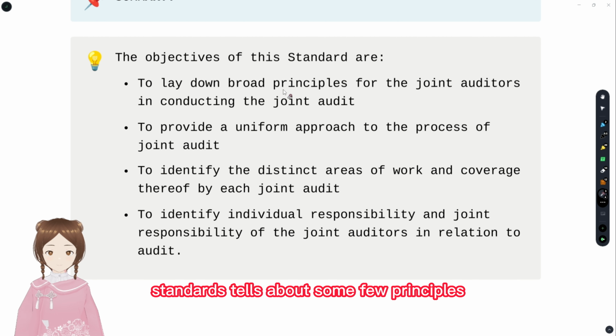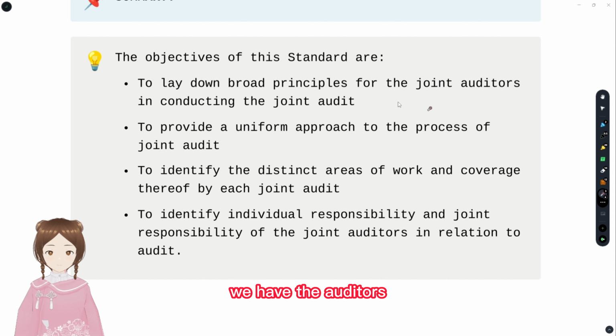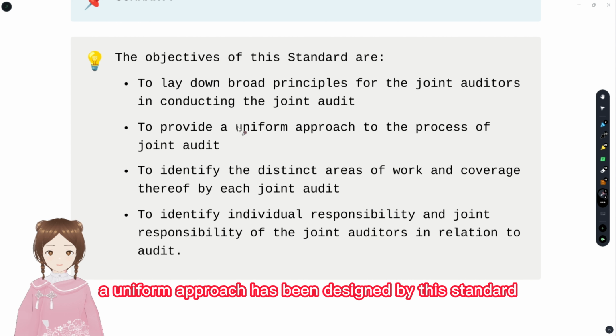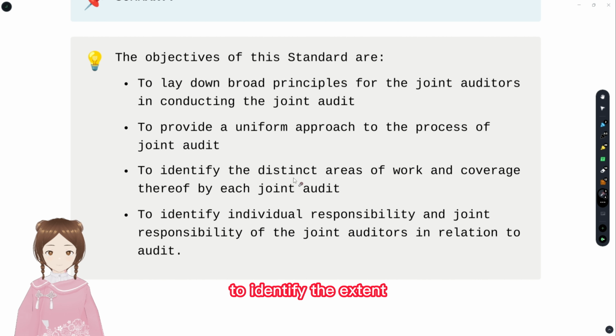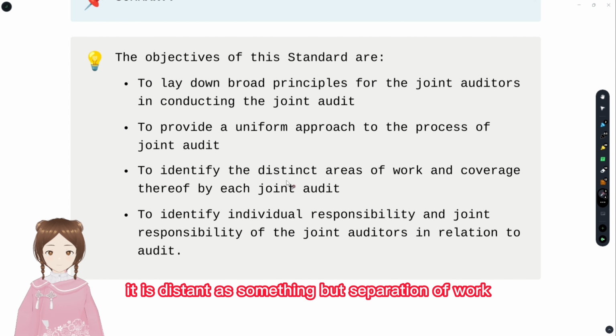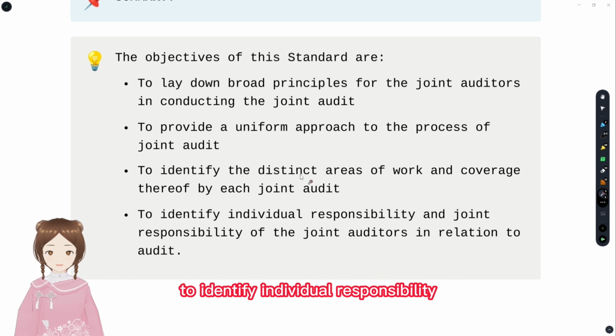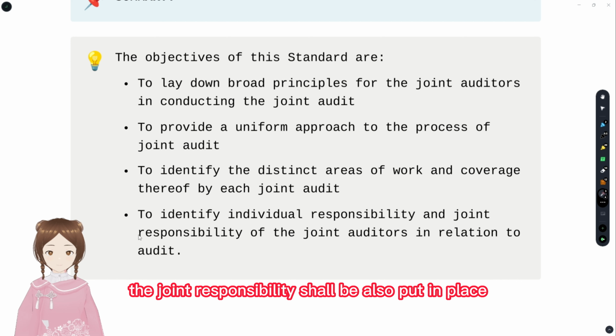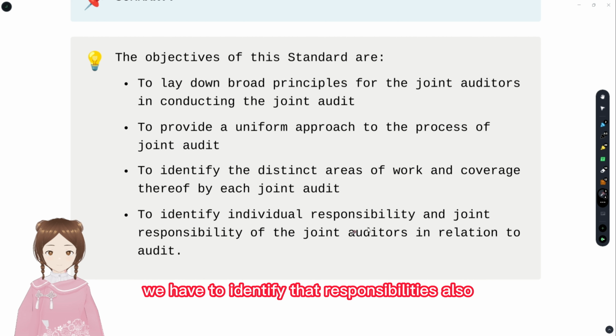The standard tells about a few principles on how the auditors have to conduct the joint audit and provides a uniform approach to the process of joint audit for various engagements. A uniform approach has been designed by the standard to identify the distinct areas of work and coverage thereof by each joint auditor. Distinct means separation of work, individual work, allotting the work to each joint auditor. To identify individual responsibility: as we have segregated work here, for that segregated work each joint auditor has individual responsibility, and for the unsegregated or common work, the joint responsibility shall also be put in place. We have to identify those responsibilities also, and that joint responsibility is joint and several.